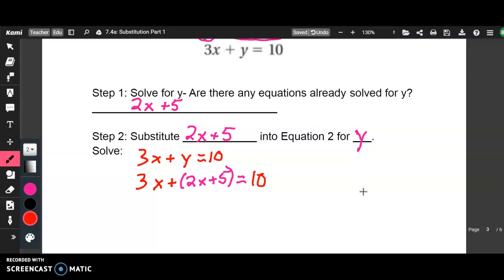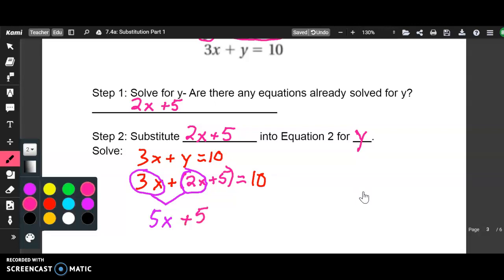So now we're going to solve this. I see two things that are similar. I see two like terms. I see the 3x and the 2x. They both have x's on them. So what I'm going to do is combine the like terms. 3 plus 2 is 5. And they both have x, so I'm going to keep the x, so it's 5x. So now we have 5x plus 5 equals 10.